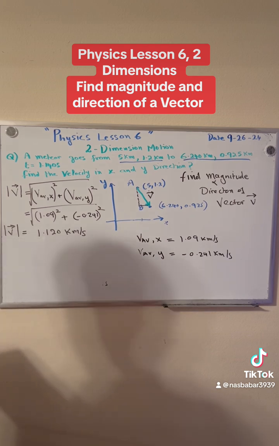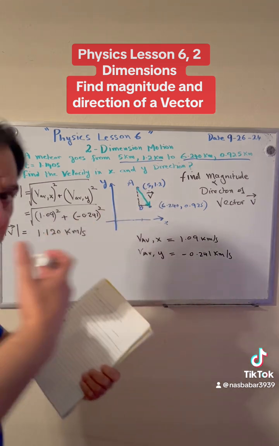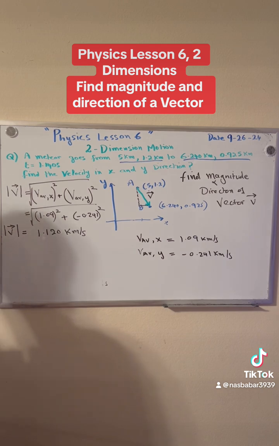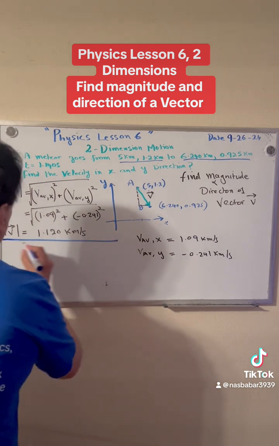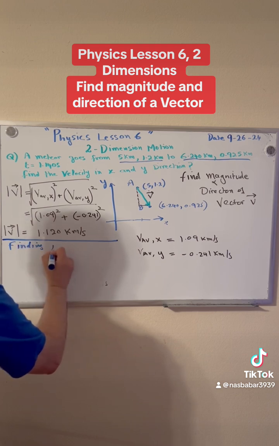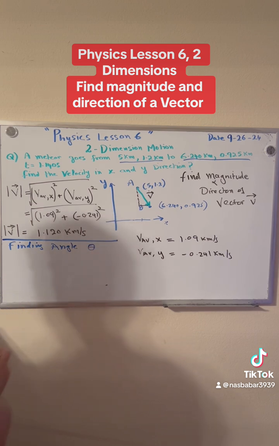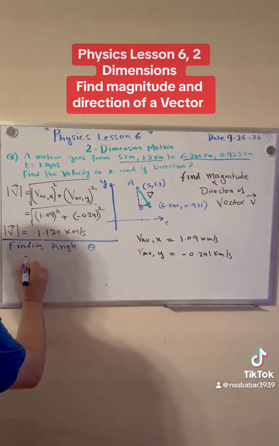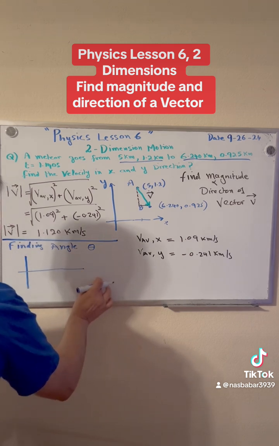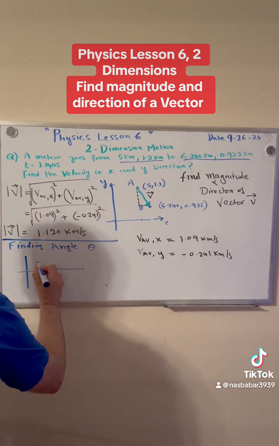Now for the angle, I'm going to draw the same diagram in a different way so that it helps you. So let me go ahead and draw that. Now we're finding the angle, or you can say theta. So if I draw this like this, basically I'm drawing the same thing in a different way so you can have more clarity in looking at it.